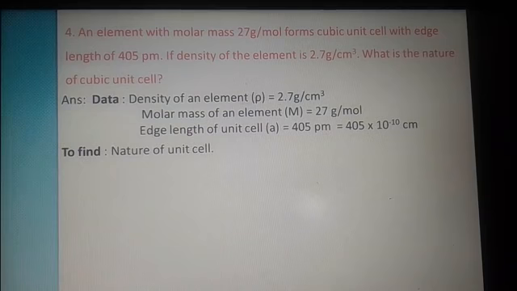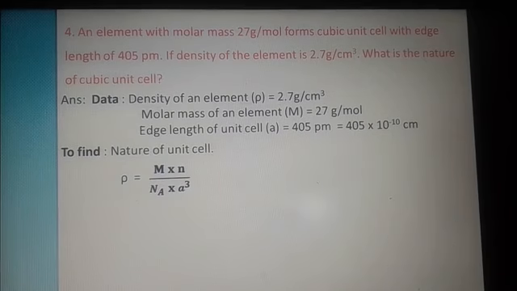What we have to find? Nature of unit cell. क्या निकालना है हमें यहाँ पर? यूनिट सेल का नेचर निकालना है. किस टाइप की हमारी यूनिट सेल है ये हमें यहाँ पर डिटरमाइन करना है. For that we are using the formula: density is equal to molar mass into number of particles divided by Avogadro number into cube of the edge length.